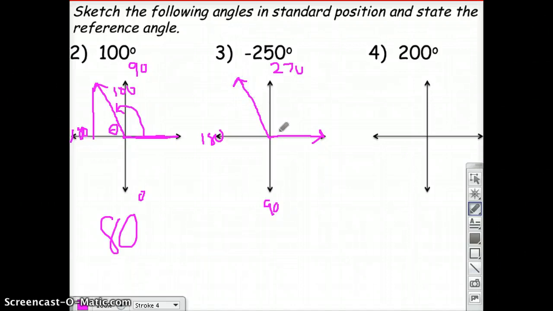So again, it's a quadrant 2 angle. To find the reference angle, drop it down to the x-axis. That's your reference angle. What would the reference angle be? Well, if this is 250, 180 plus what is 250, and that's going to give us our reference angle. So 70 degrees.